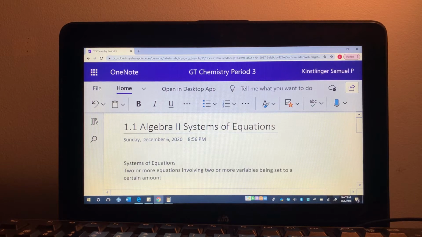With systems of equations, we're just trying to take equations and find the variables, which are the coordinates to where the graphs of these equations intersect. So if we have two equations and we graph those out, where will they intersect? That's what systems of equations finds out.